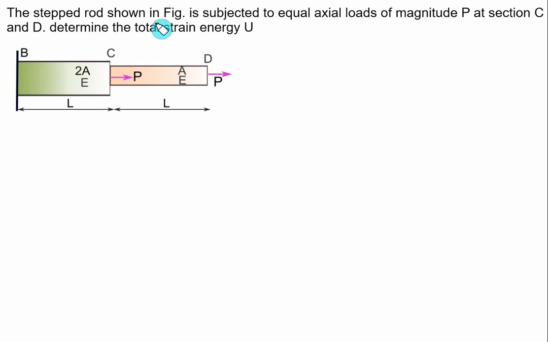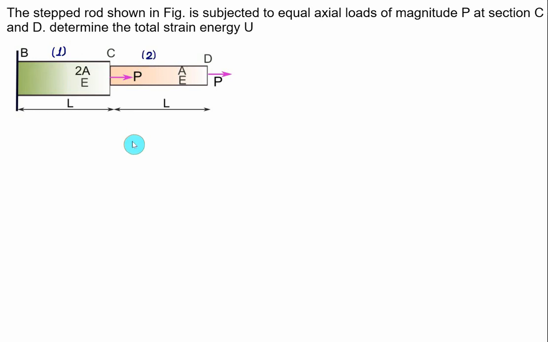The stepped rod as shown in the figure is subjected to two equal axial loads of magnitude P at section C and section D. Determine the total strain energy U. For rod BC, we have area equal to 2 times A, Young modulus equal to E, length equal to L. For rod CD, we have area equal to A, Young modulus equal to E and length equal to L. So let's say here BC represents rod 1 and CD represents rod 2.